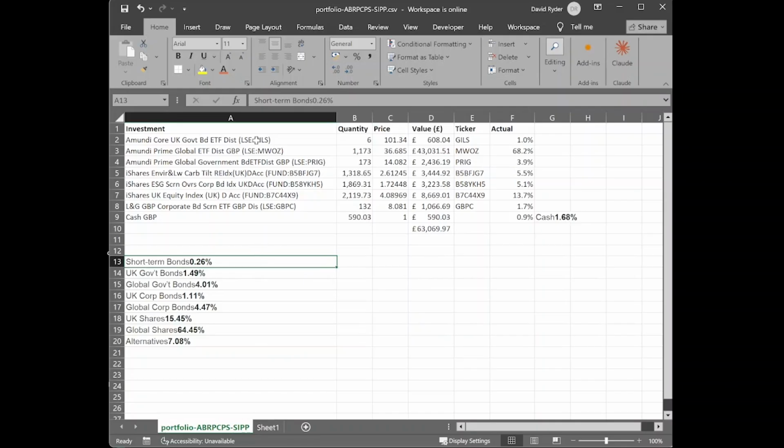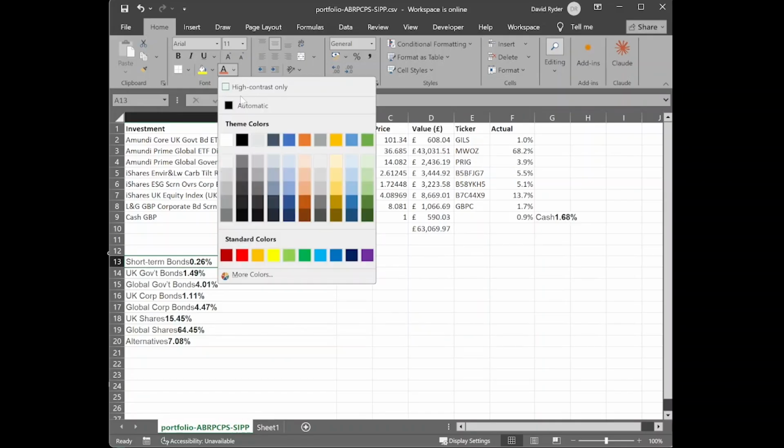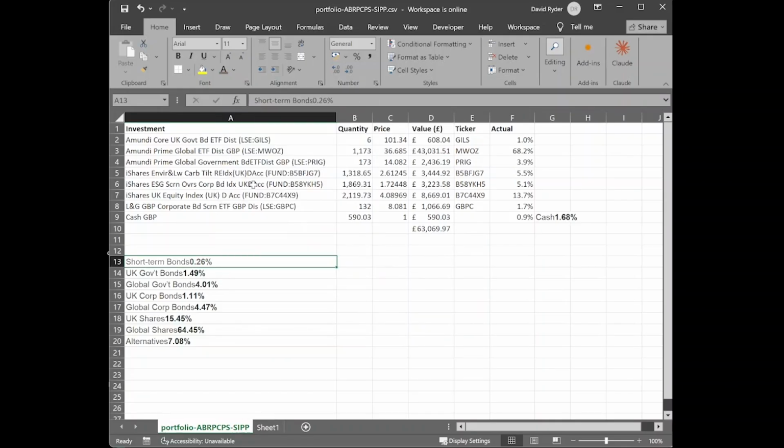This one we know isn't going to do anything. So I'm going to make that grey, so I know not to worry about it. I'll make it a lighter shade of grey. It's just so I know I've taken care of it.